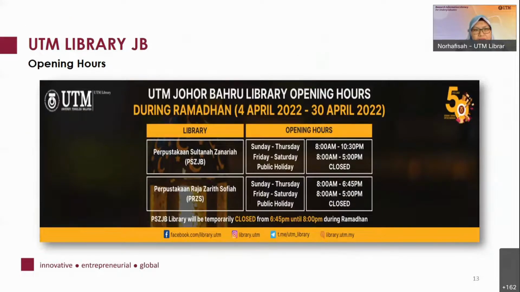For the opening hours, this is the opening hours during Ramadan. For Perpustakaan Sultanah Zanariah, PSJB, for the weekdays we open 8 to 10:30 p.m. and for the weekend we open 8 to 5 p.m. And for the PRZS, for the weekdays we open 8 to 6:45 p.m. and on Friday and Saturday we open 8 to 5 p.m. and on public holidays we are closed.